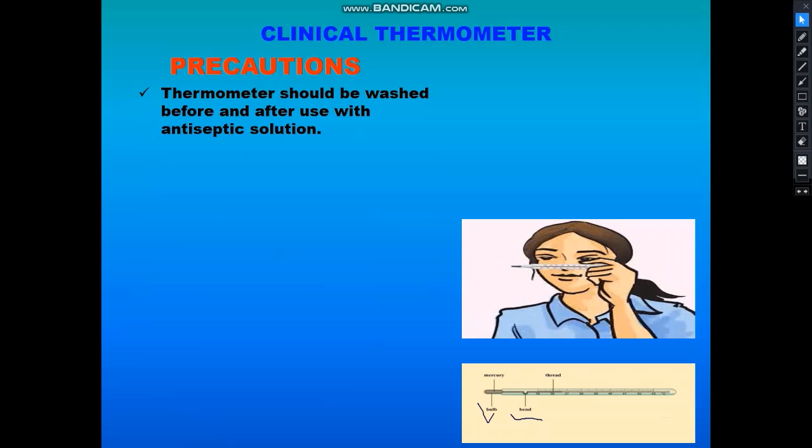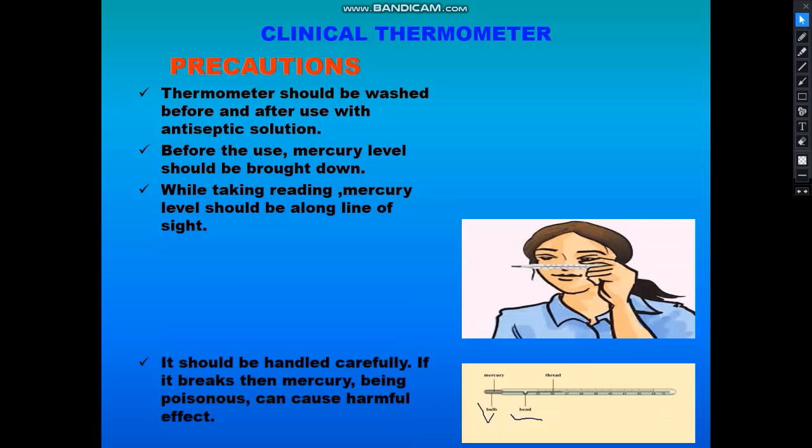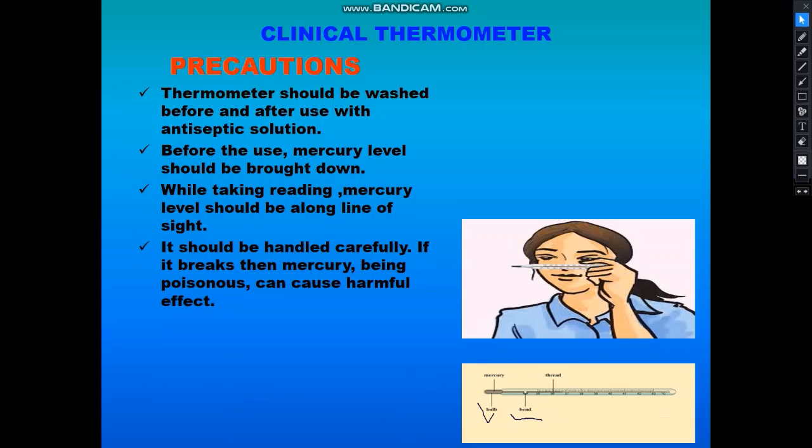The thermometer should be washed before and after use with an antiseptic solution. Next point, before the use, the mercury level should be brought down, and it is done by strong jerking, which we have mentioned already. The next point, while taking the reading, the mercury level should be along the line of sight. The diagram is confirming this. It should be handled carefully. If it breaks, then mercury being poisonous can cause harmful effects for the user.